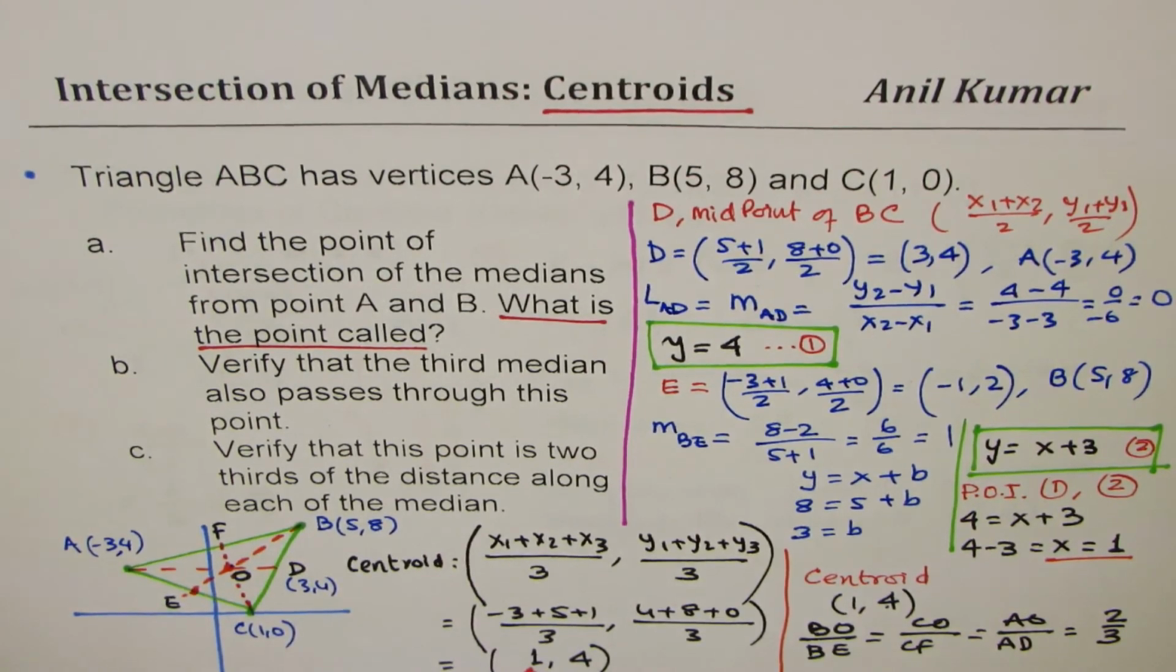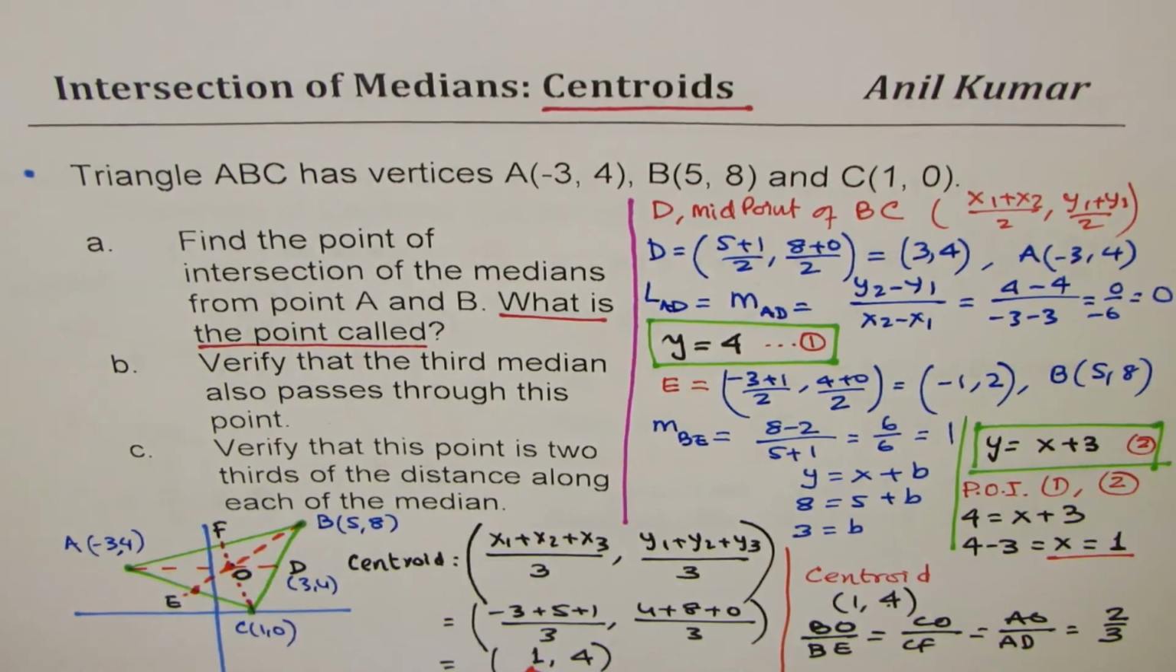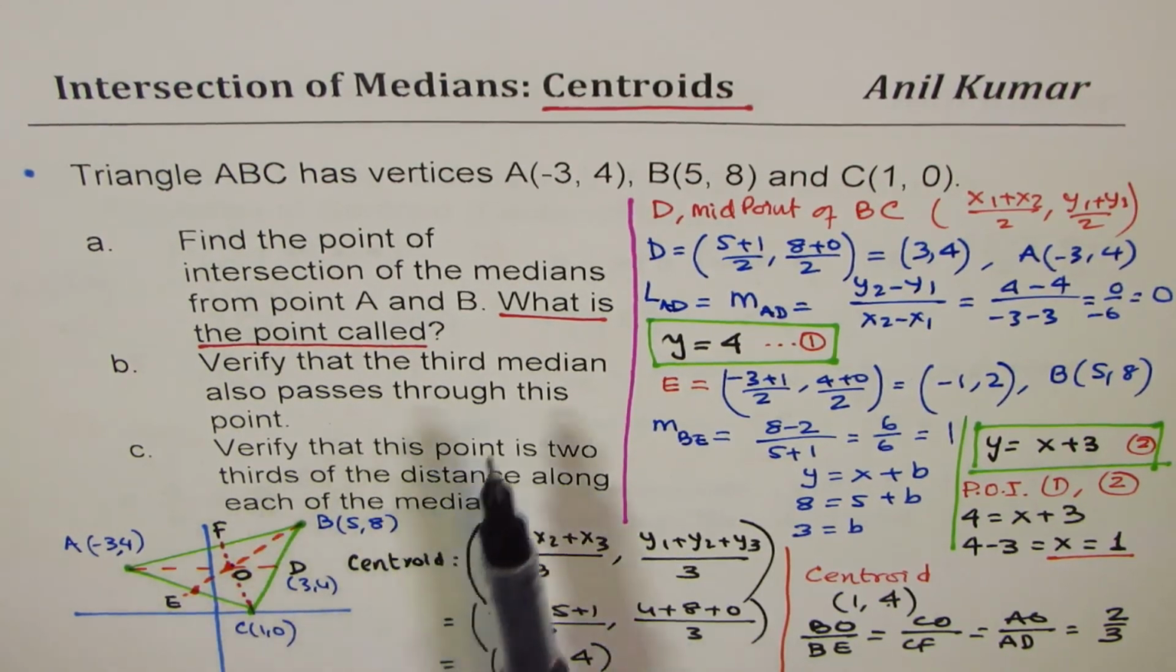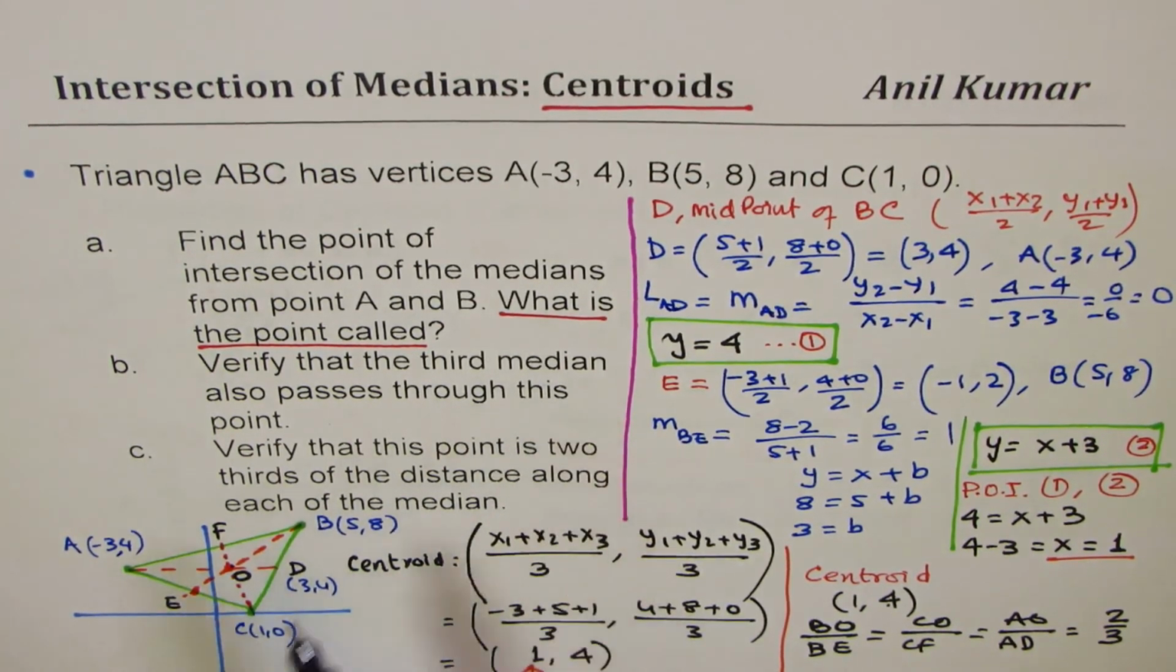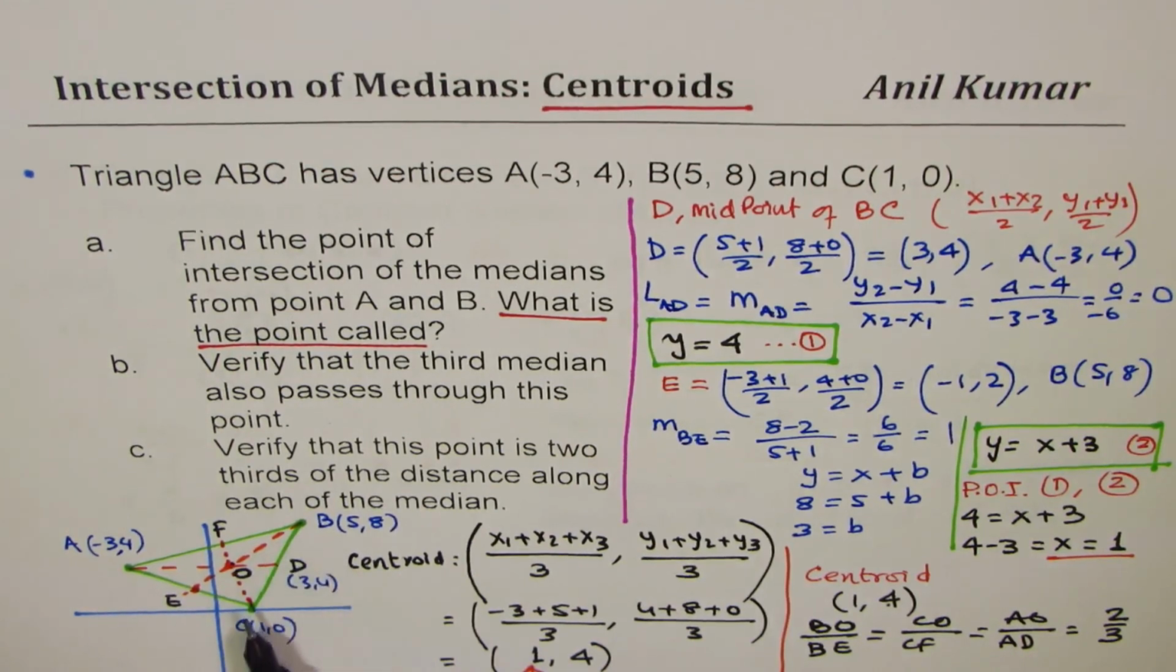So I hope with this you understand that the centroid is a point where all the medians intersect, and the centroid divides the median in the ratio of 2:1 as shown here. And to get the equation of the median, we have to get the midpoint of the opposite side. The line joining the vertex with the midpoint of the opposite side is called the median. So I hope all the concepts about median, centroid, and the distances involved are clear.